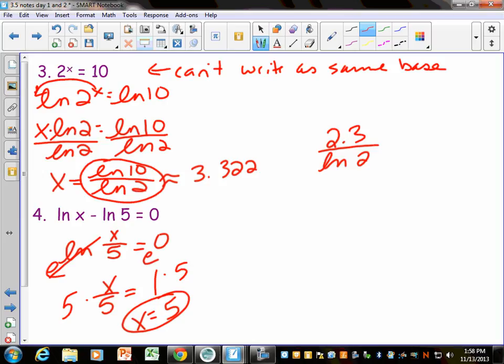Yes, no, maybe? Really important that you put it together. You cannot e both sides when it's subtraction here. It doesn't cancel out like that. You wouldn't get the same answer, so that's why you have to put it back together as one ln first.